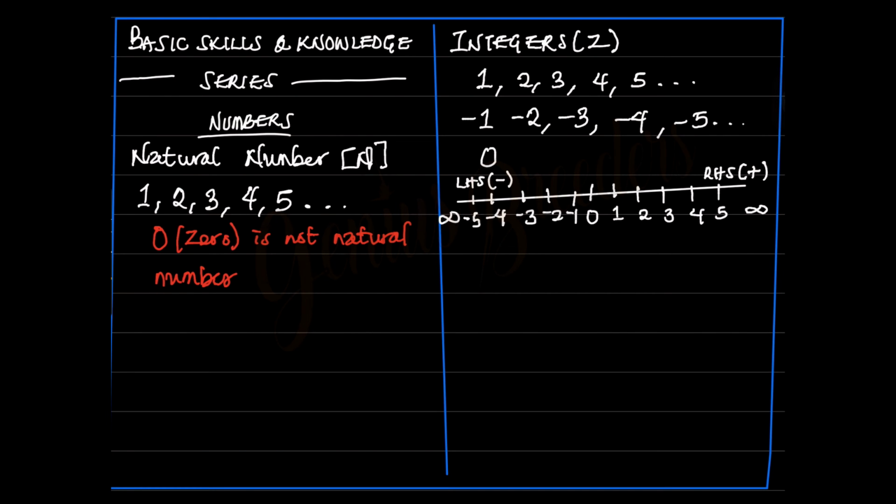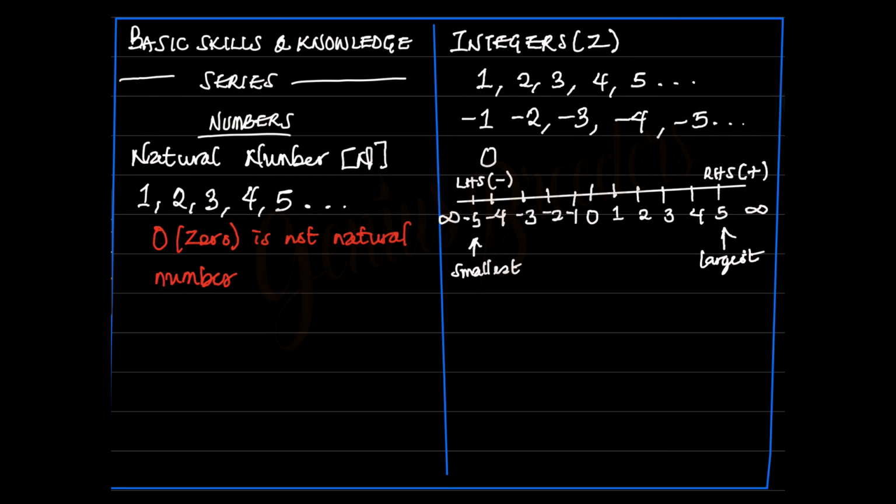Now you realize that this is the arrangement, meaning that -5 here is the smallest, while 5 here is the largest in this set of numbers. So -5 is smaller than -4, or -4 is lesser than -3, -3 is lesser than -2, -2 is lesser than -1, and so on and so forth. So that tells you all about integers that include 0, the negative integers, and the positive integers.